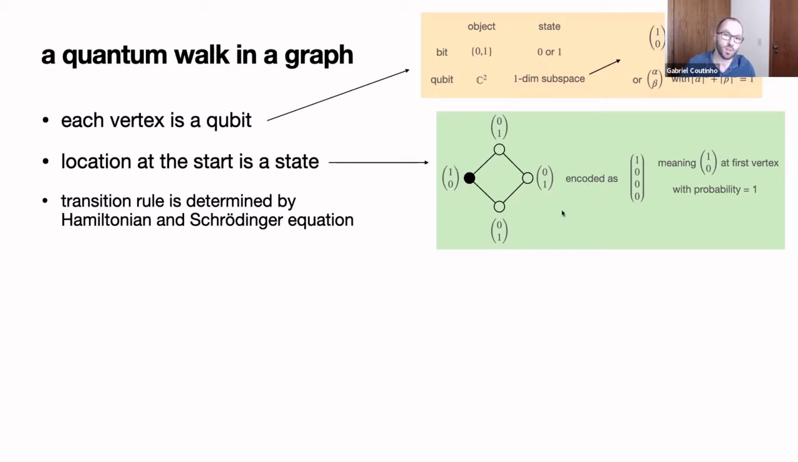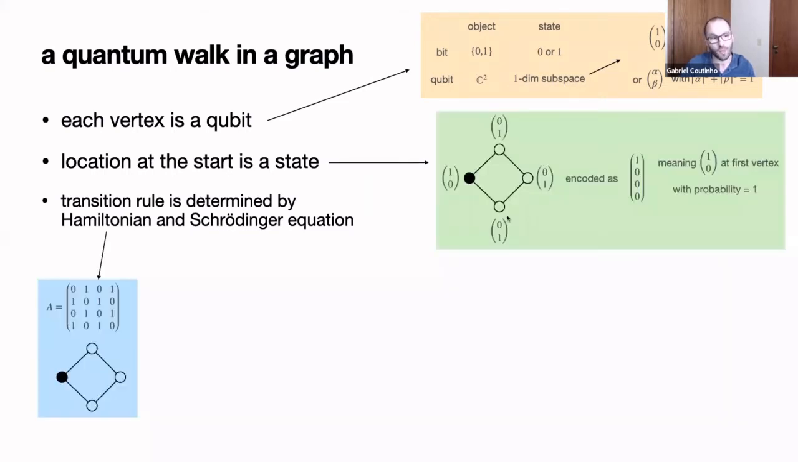And you can encode this state as 1, 0, 0, 0, meaning that this state is at the first vertex with probability 1, and is at the other vertices with probability 0.